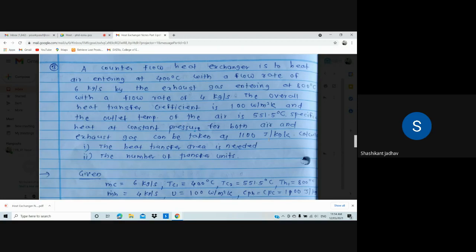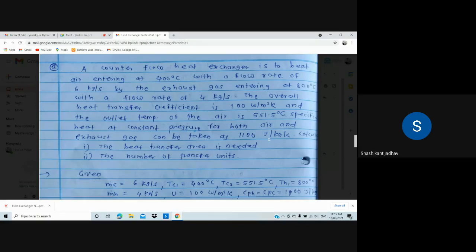Okay. So this is the problem. All of you write down the given things. This problem is related to the counter flow heat exchanger. Air is to be heated, entering at 400 degrees Celsius. Means there is air and exhaust gas. So air is a cold fluid and exhaust gas is a hot fluid. So air entering at 400 degrees Celsius, air is nothing but cold fluid. So the entering temperature of air is given. Means the inlet temperature of the cold fluid is nothing but TC1.